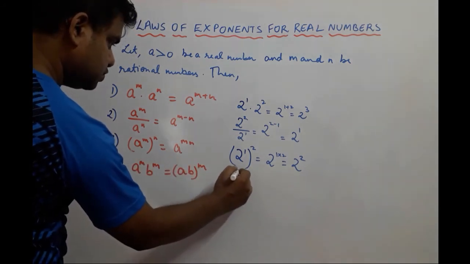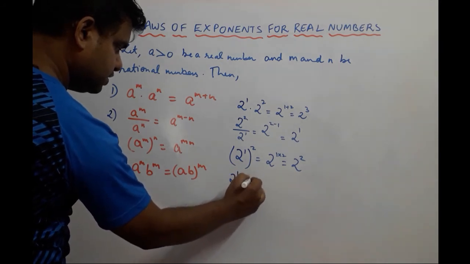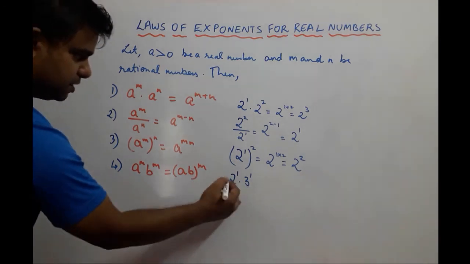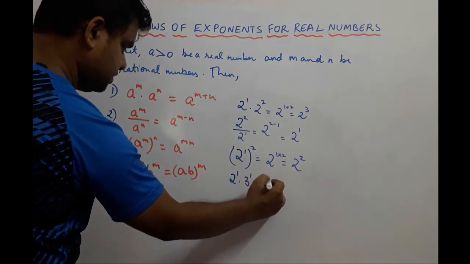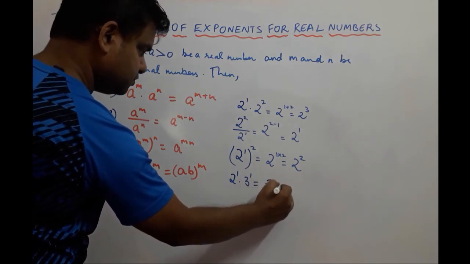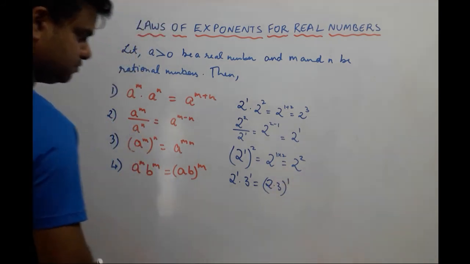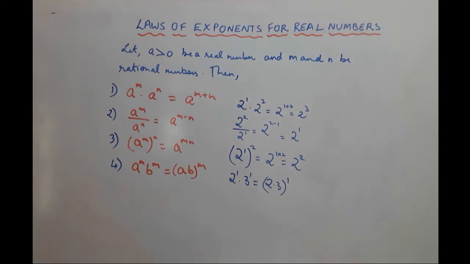2 raised to 1 into 3 raised to 1. The two bases are different, but the powers remain the same. So this can be written as 2 into 3, whole thing raised to 1. Since the power is the same, the whole thing can be taken into a bracket and raised to 1.